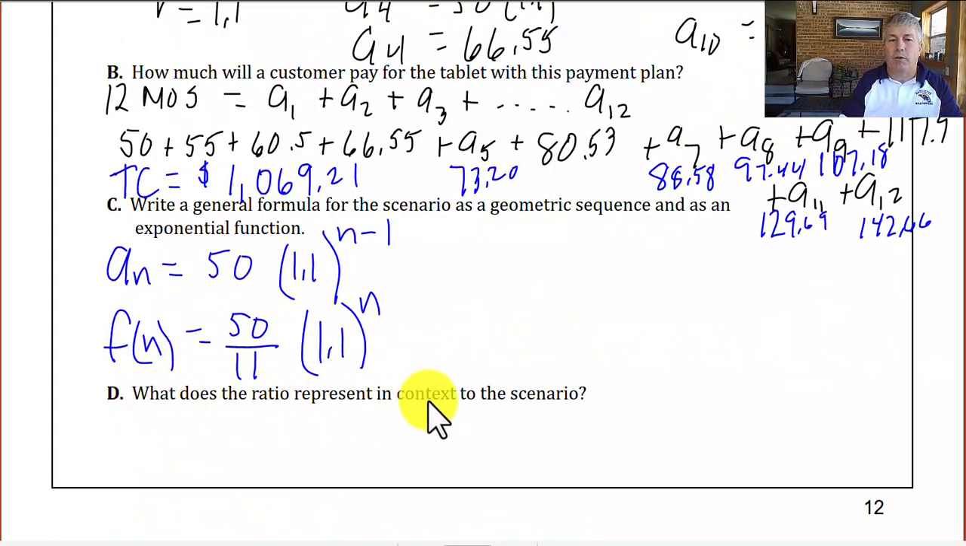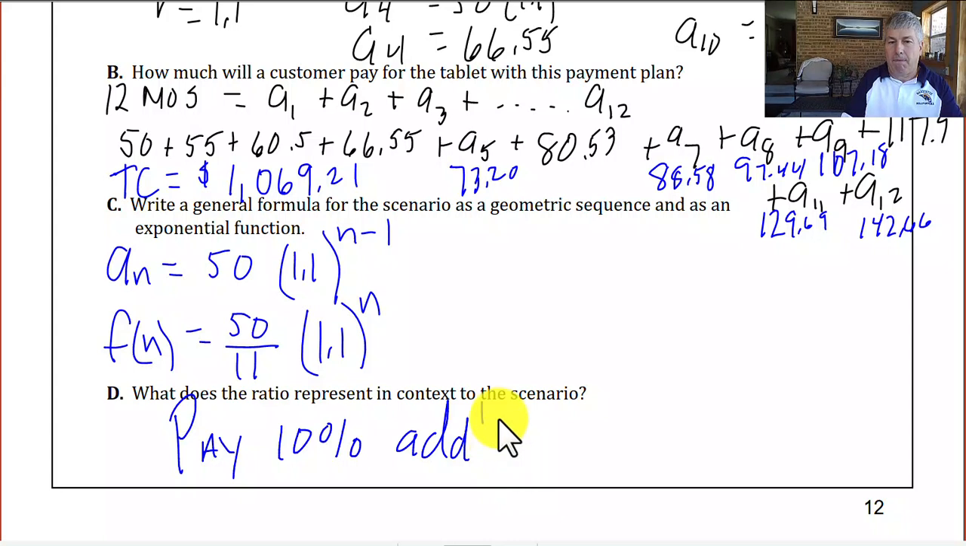Finally, what does the ratio represent in context of the scenario? Well, you're paying a 10% increase each month. So you could say you're paying 10% additional each month, or 10% interest on your balance each month.